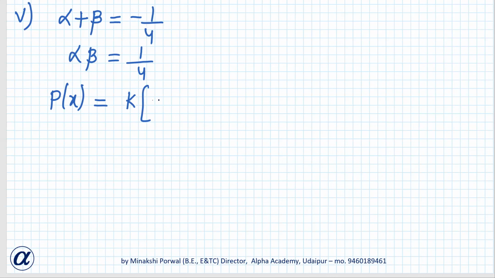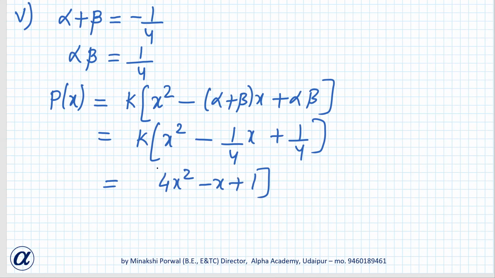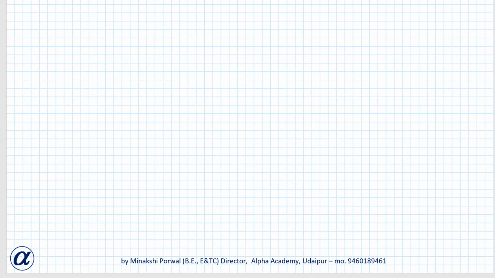Okay. So basically the formula is x square minus (alpha plus beta) into x plus alpha beta. So it is k(x square minus 1 by 4 x plus 1 by 4), or we can further write it as 4x square minus x plus 1, and here it will be k by 4. This is the answer. Or you can write k dash also, or even simply k, where k is a constant. All of them are correct. Okay, right. Next, Siddharth.